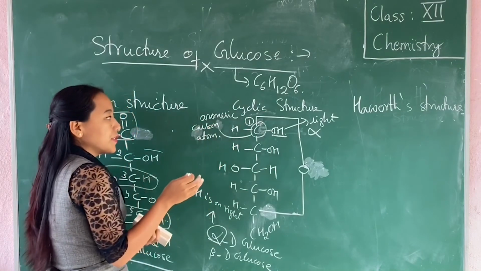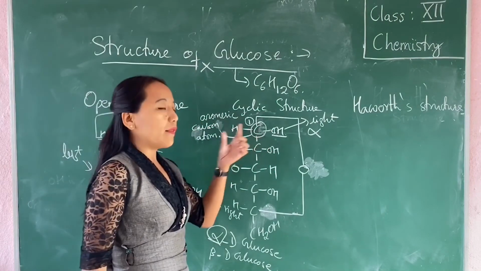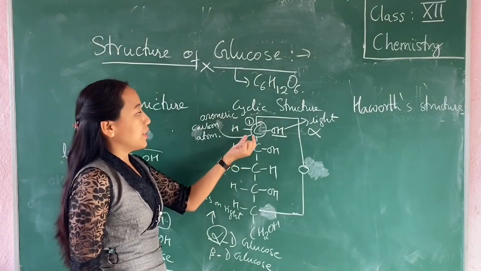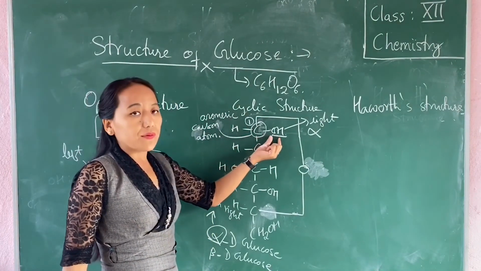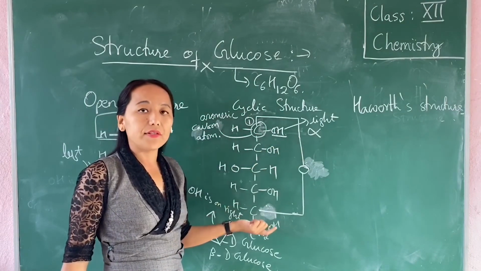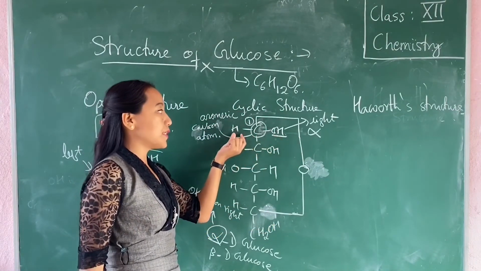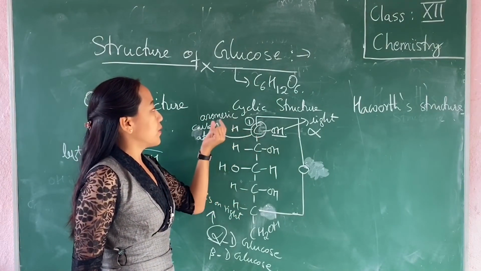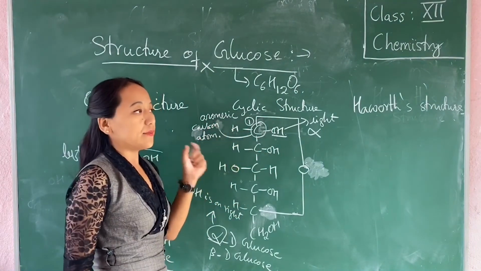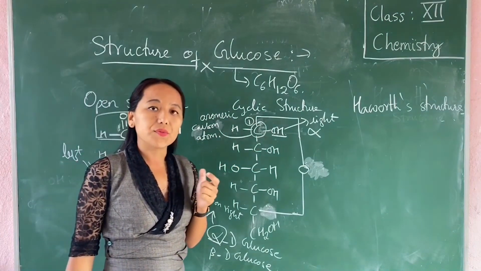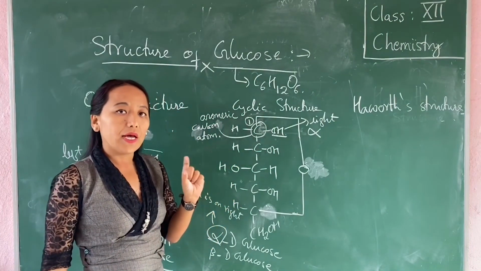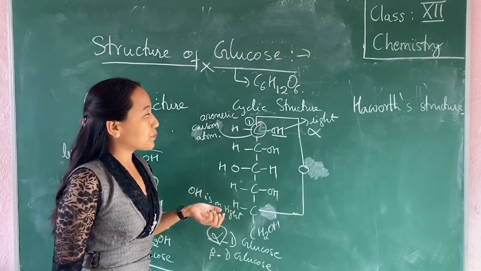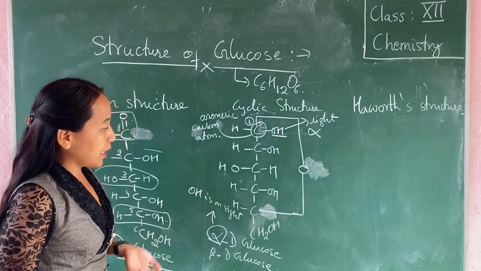The reason for this is one carbon is giving rise to two different compounds. If OH is on the right hand side, you are getting an alpha D-glucose. If OH is on the left hand side, you are getting a beta D-glucose. So that's why this carbon is called the anomeric carbon atom. A carbon atom which gives rise to two compounds based on the configuration of the groups attached to the carbon atom. Okay, so that's about the cyclic structure.